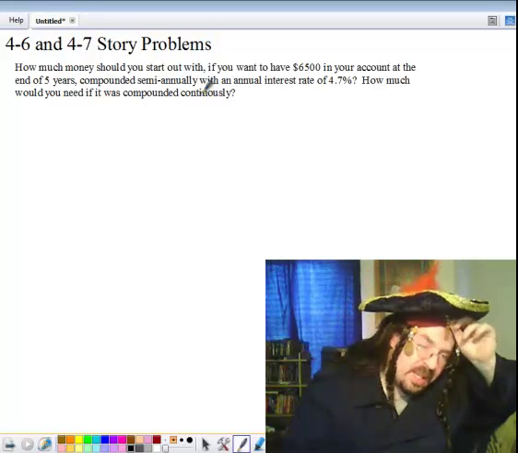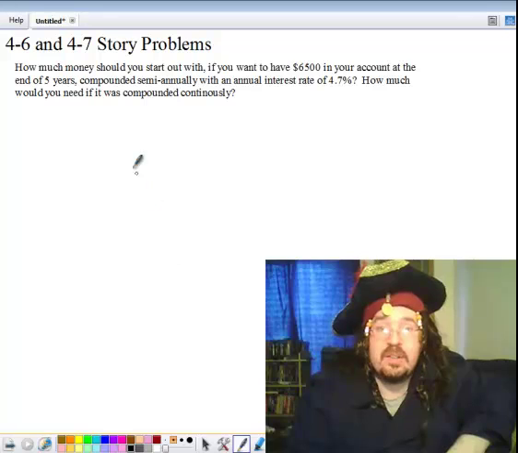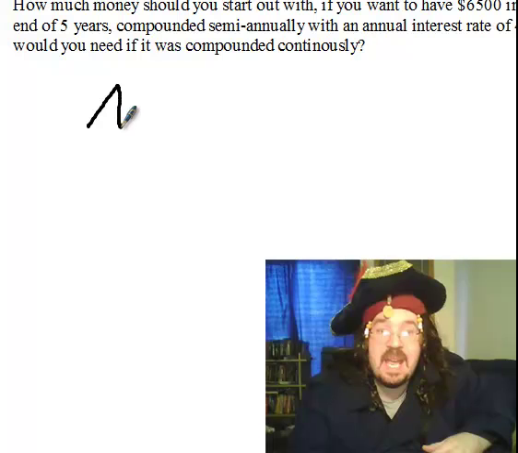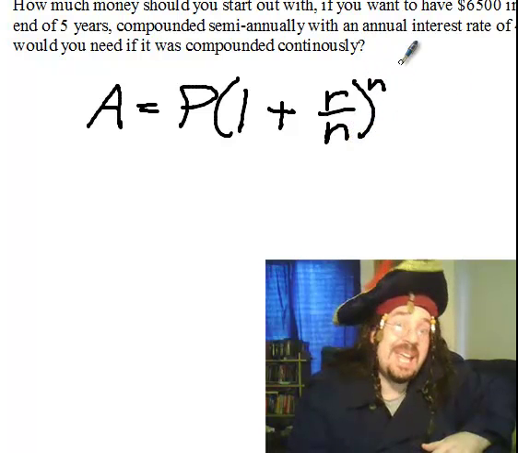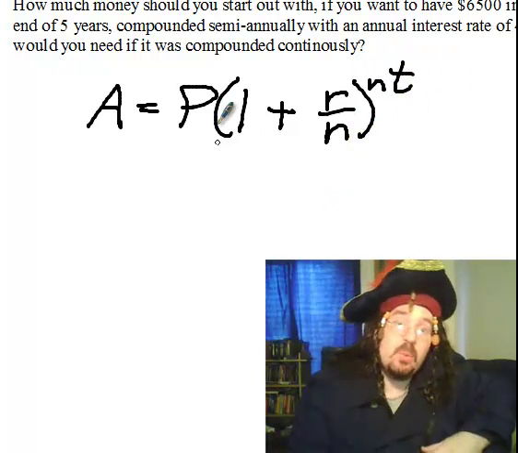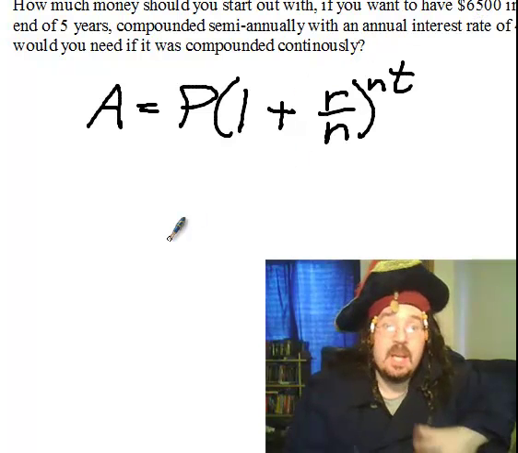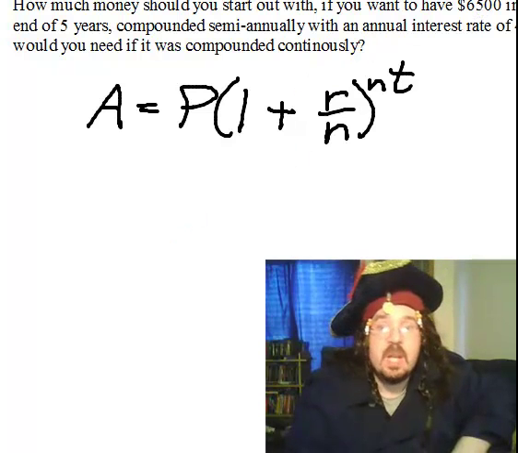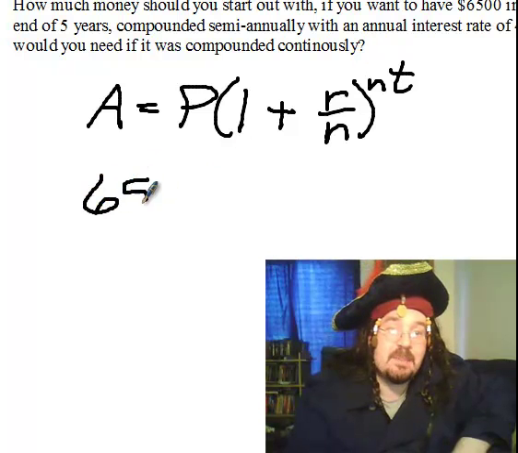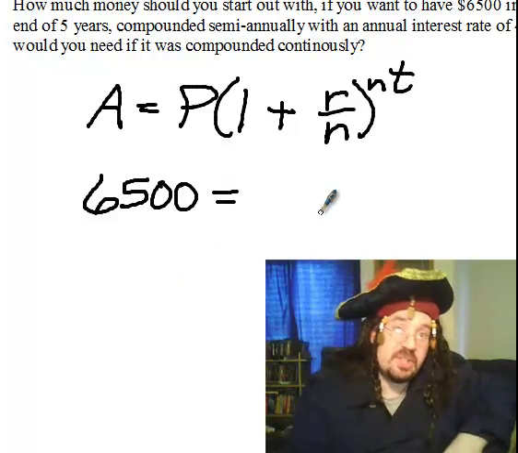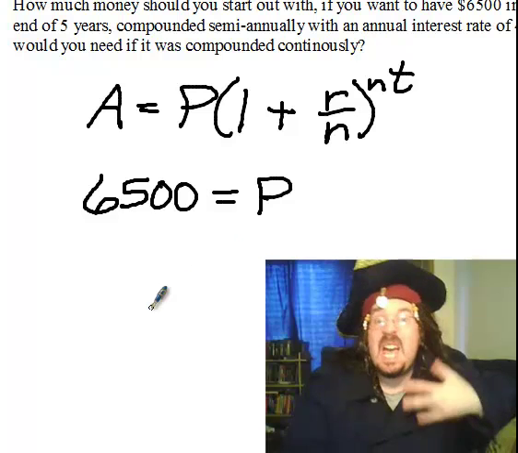Well, let's start with the compounding semi-annually first. I'm going to use this equation if it's not continuous: A equals P times (1 plus r over n) to the nt, love. And then we're just going to plug in everything we know and solve for what we don't. So I know that I want 6,500 at the end, so A is my ending amount. But I don't know how much I want to start with, so I'll call that P, and that's actually what I'm going to find.